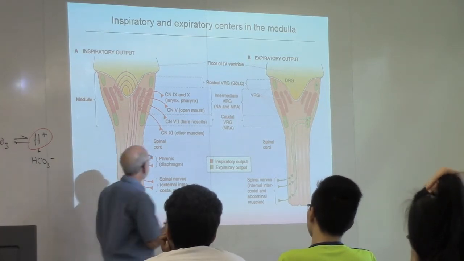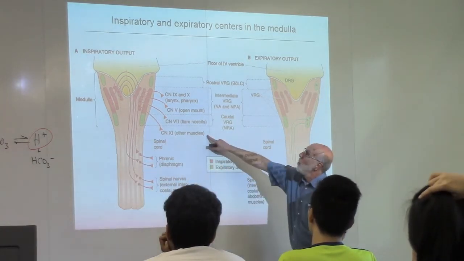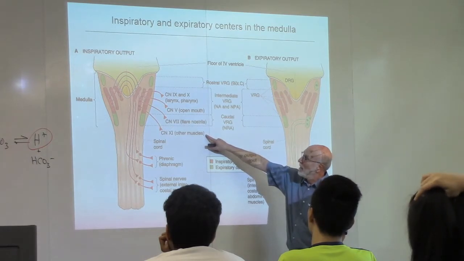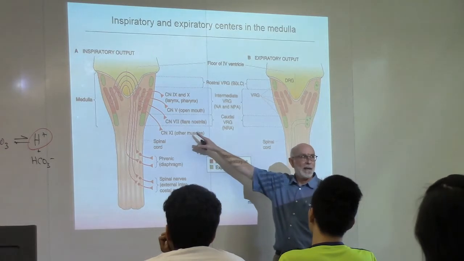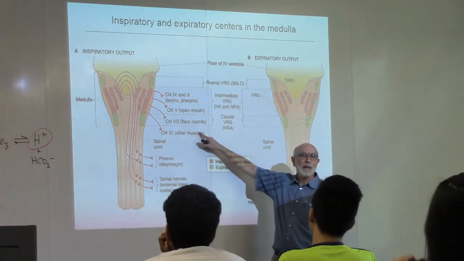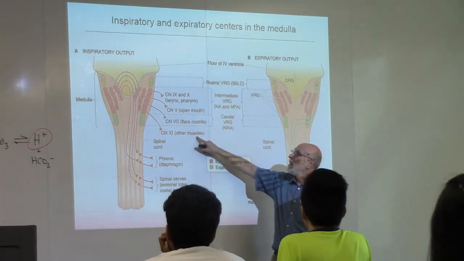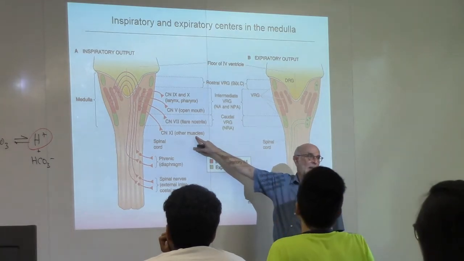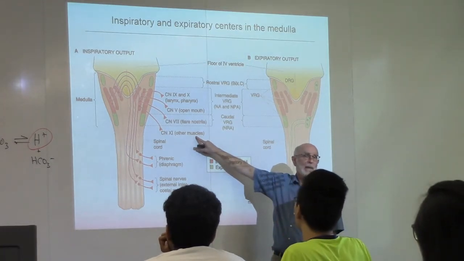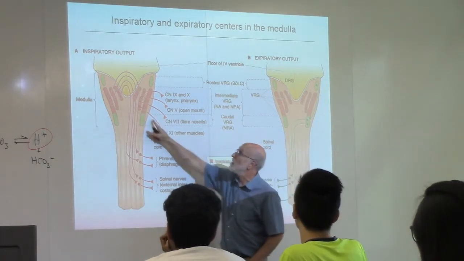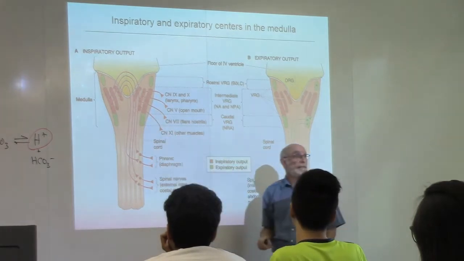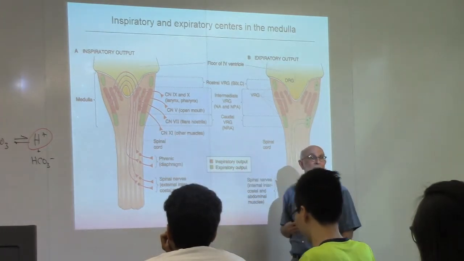But notice that there are other nerves. What do you suppose cranial nerve 11 is? It's called the accessory nerve. What are these other muscles? Sternocleidomastoids, scalenes. These are the muscles that this center recruits in the case of needing to ventilate, to inspire more.